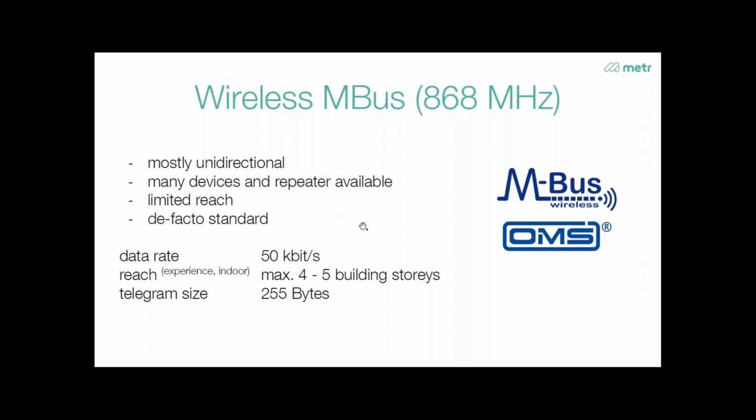You have a limited reach. It's not like LoRa or cellular network, right? And for buildings, for the housing industry, it's the de facto standard because that's what's out there. You have a data rate there of 50 kilobits per second, which is interesting. You have a reach, in experience from our side, indoor, depending on the building structure, but even in a reinforced concrete building, you can go to 4 to 5 building stories, which is pretty good. And you have a telegram size of 255 bytes.